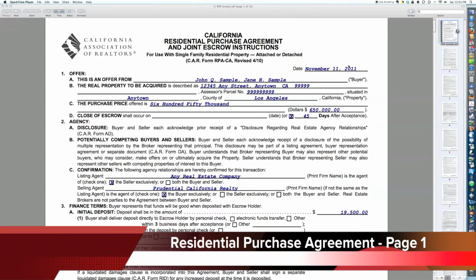On the top right corner of the RPA is a date. This is a very important field as any subsequent counteroffers, amendments, or other contractual items will reference the RPA dated a certain date, in this case, November 11th, 2011.